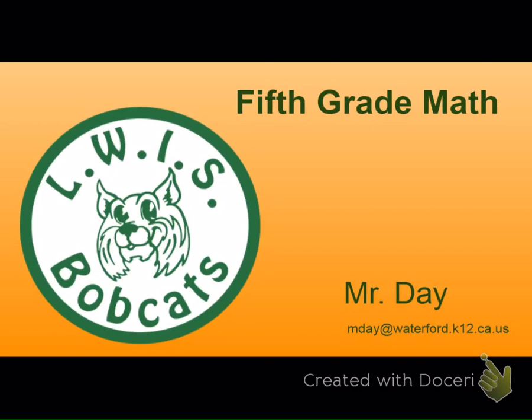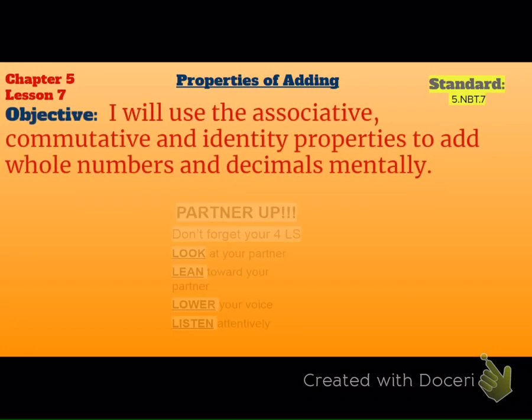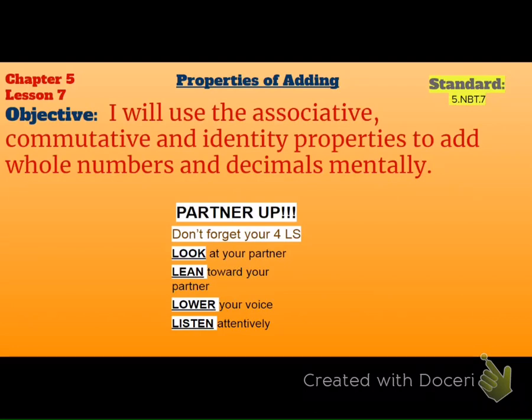We are going to talk about properties of addition today. We talked about adding decimals yesterday. Today we're going to be talking about those properties that help us add mentally. So you can see we are on chapter 5, lesson 6, properties of adding. Our objective today: I will use the associative, commutative, and identity properties to add whole numbers and decimals mentally.